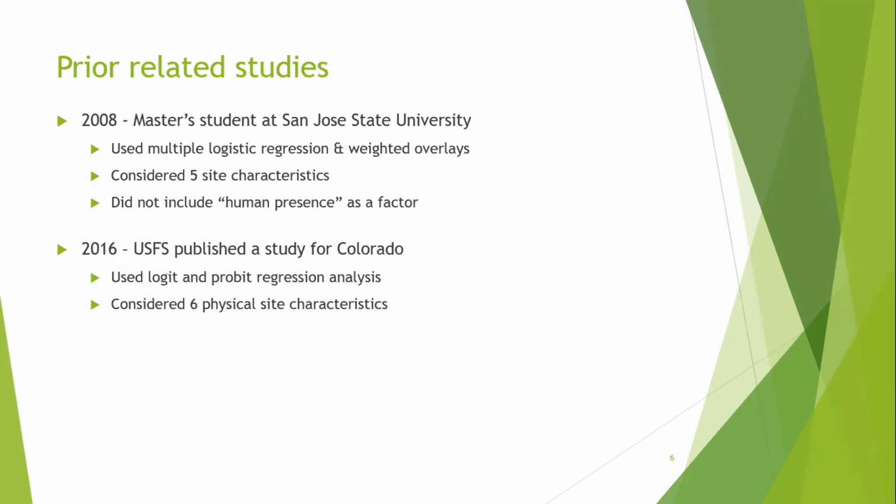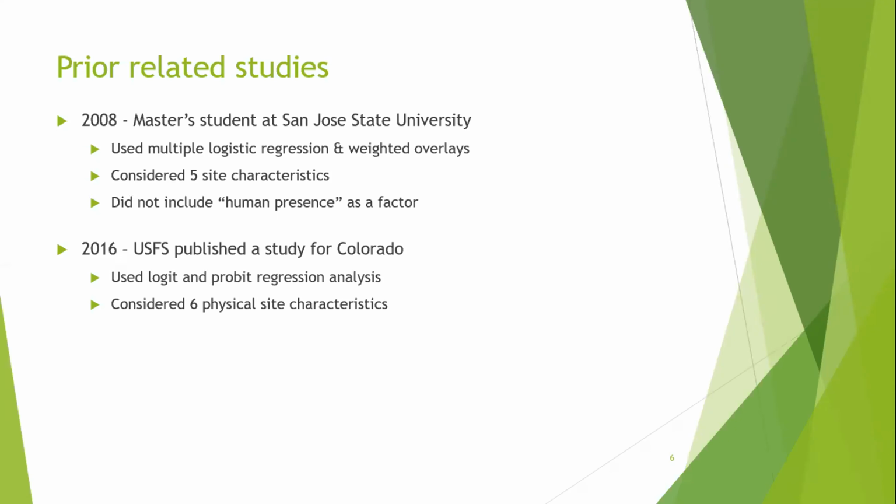He used multiple logistic regressions and then used weighted overlays based on known locations where common teasel has already been found. He also mentioned that human presence would likely be a factor. I'll talk more about that in a little bit, but he did not include that as one of the variables in his analysis. So that's definitely something I want to add to mine.